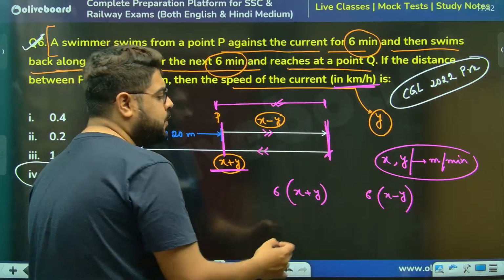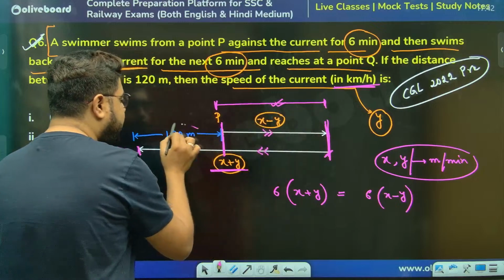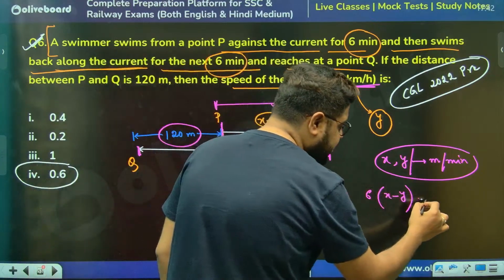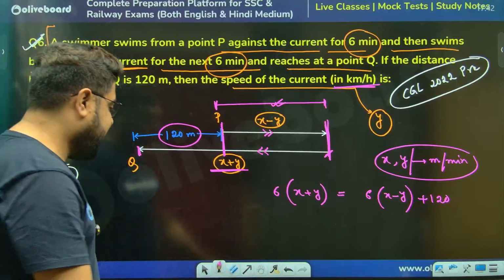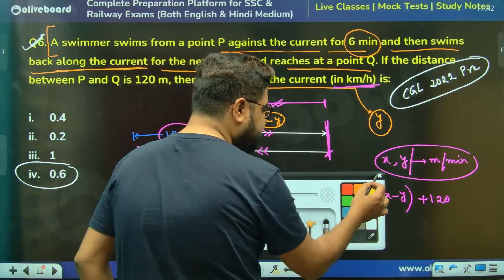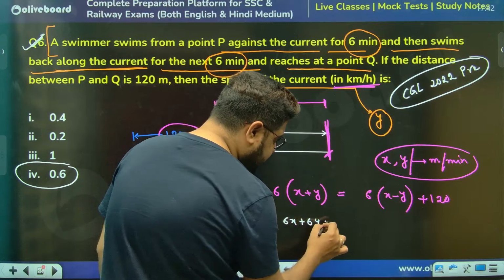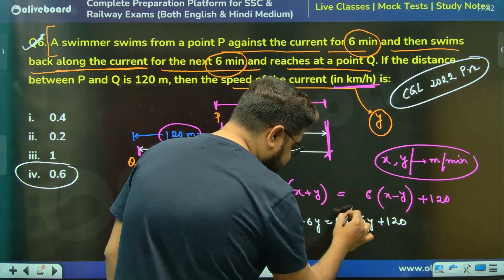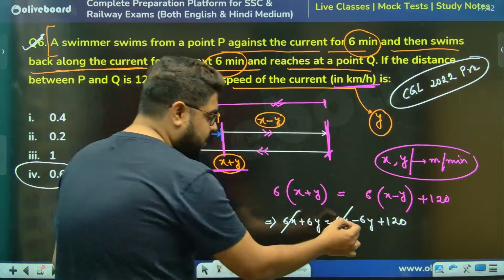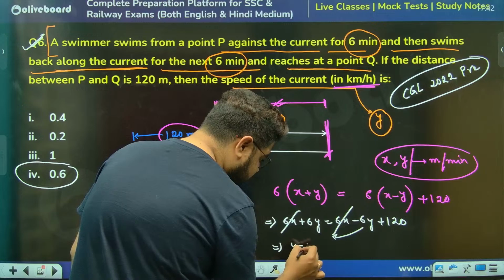Now they have told you that this distance is this distance plus 120 meters. So again, it becomes very simple: 6x plus 6y is equal to 6x minus 6y plus 120. Keep this to this side: 12y equal to 120. y is equal to 10.